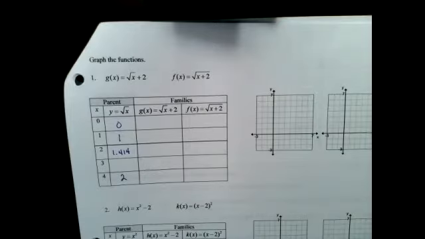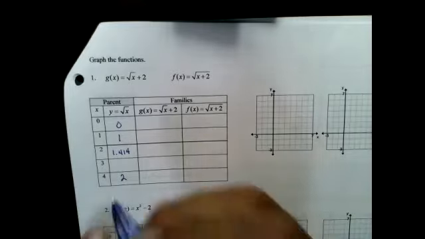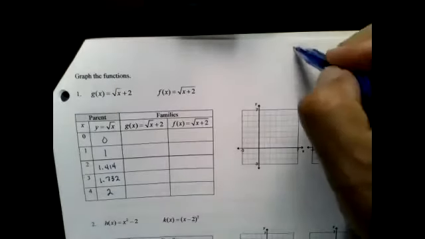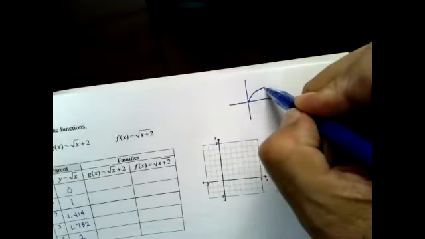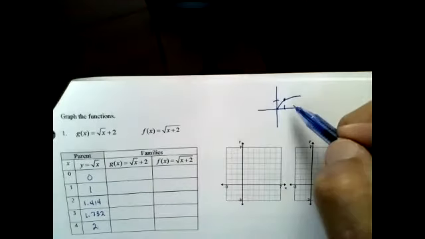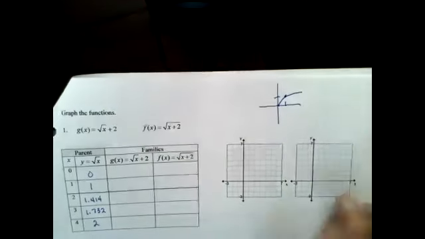Second, square root of 3, 1.732. Okay. And again, I know what this parent function looks like. If I was to write it, it looks something like that. Here's 1, there's 1. Okay. 2, 3, 4, I'd be up at 2.